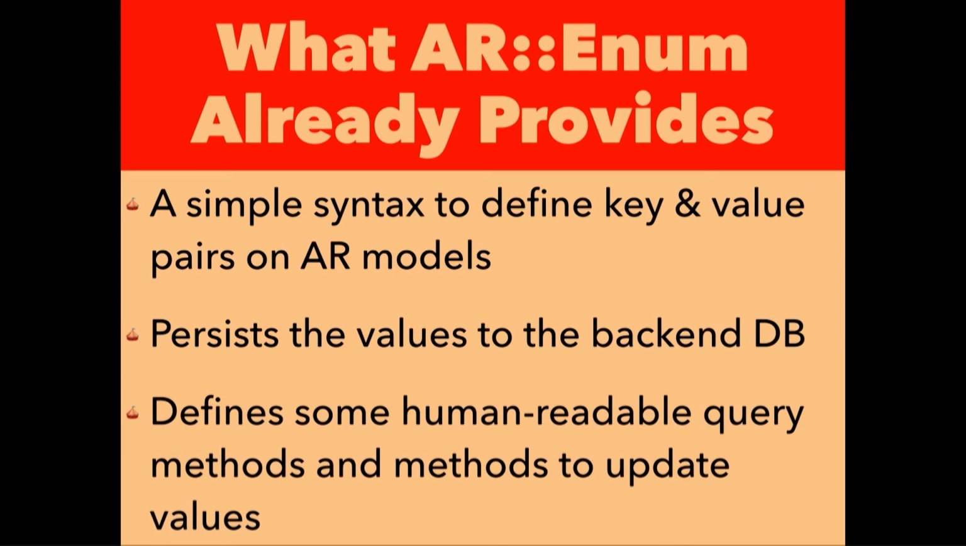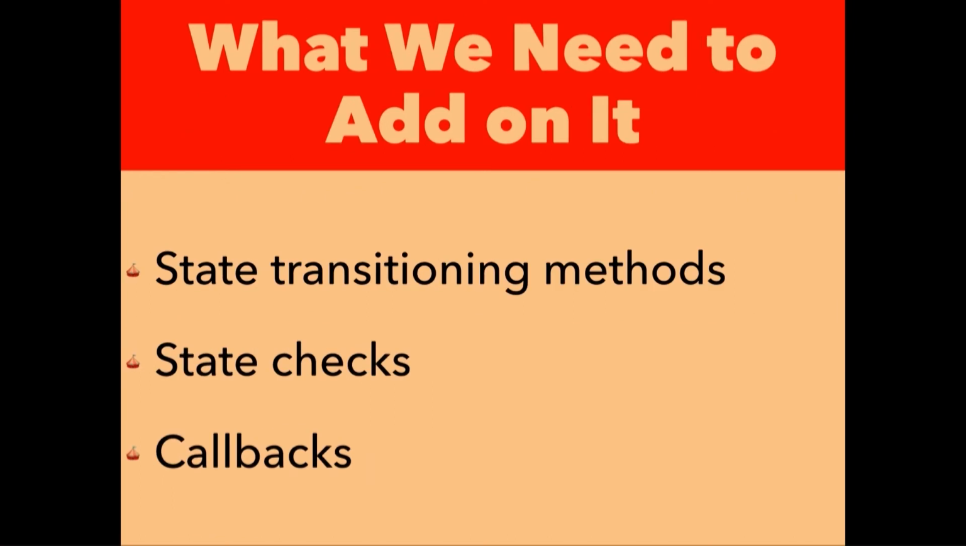What Active Record Enum provides is like this. It's a very good syntax for defining key and value pairs, and it persists the integer values to the DB, and defines some query methods and data manipulation methods, right? So, to be a state machine plugin, what we needed to add on it was a state transitioning method, state checks and callbacks.